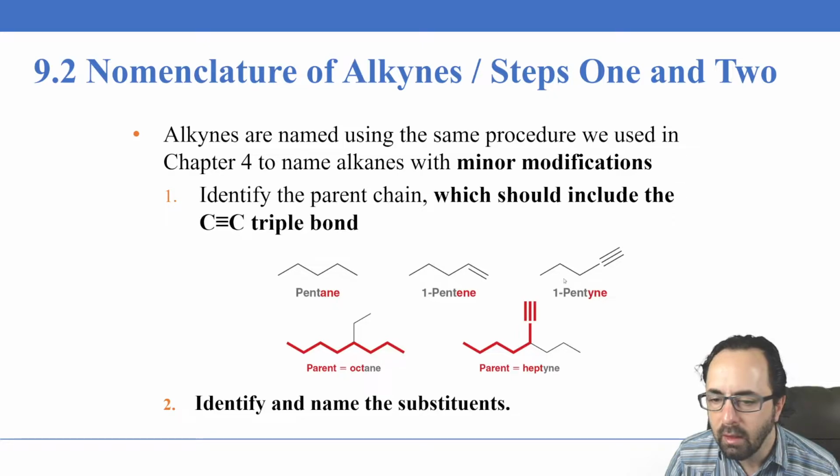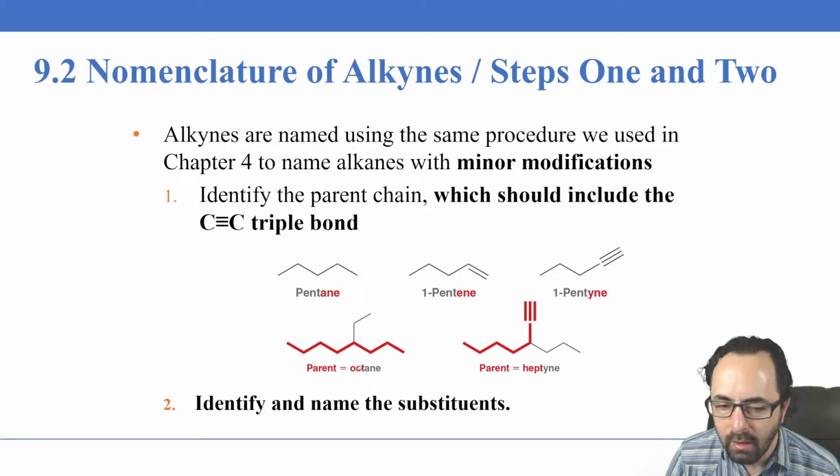And then finally, if we have an alkyne, a carbon-carbon triple bond, we end the parent chain with -yne. And also, again, like the alkene, we have a locant to say where the triple bond is beginning. And here it's on the first carbon again.